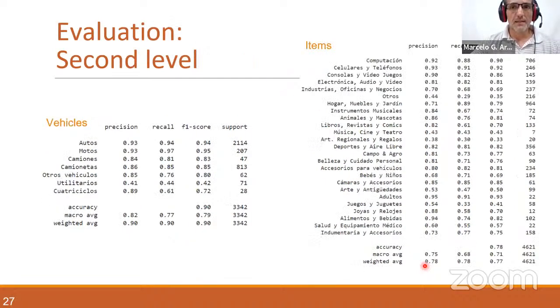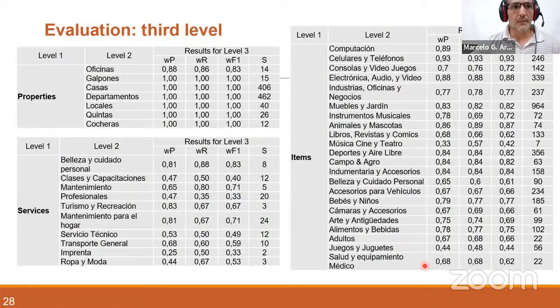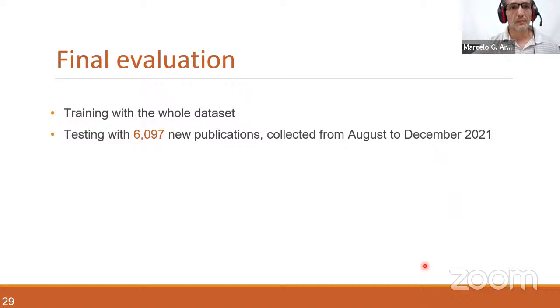And here we have the results for vehicles and for items. You can see the full results in the paper if you like. And these are the third level evaluation. We can see that here we don't have vehicles because they don't have a third level category, but the results are really promising for the approach we perform.